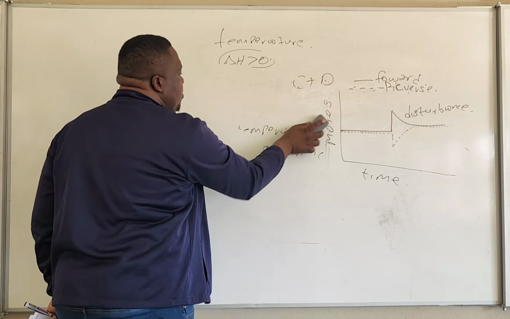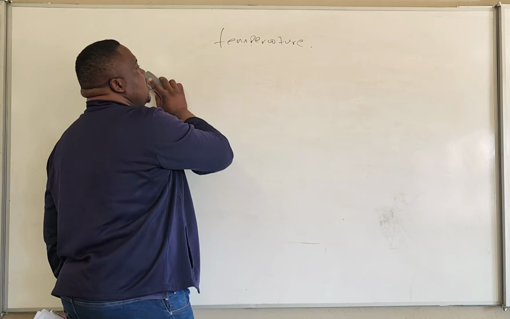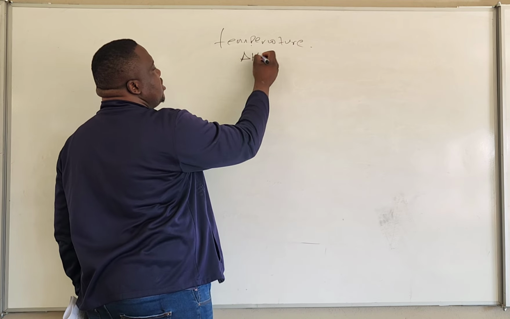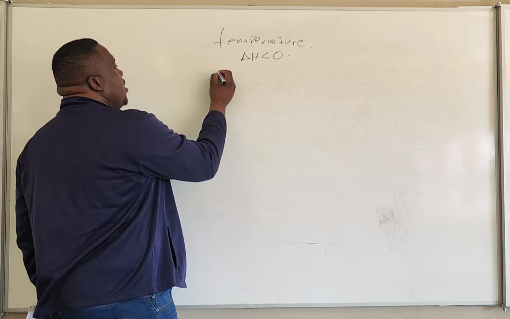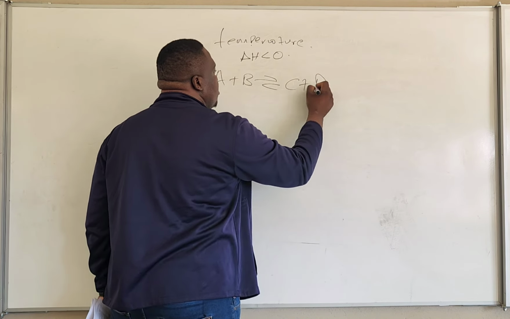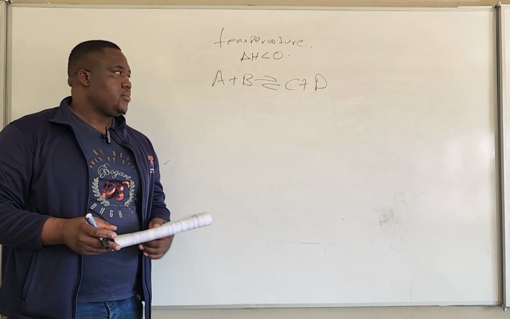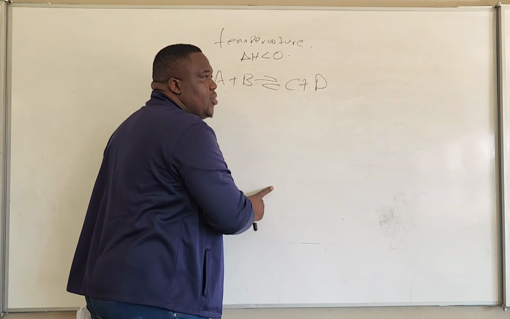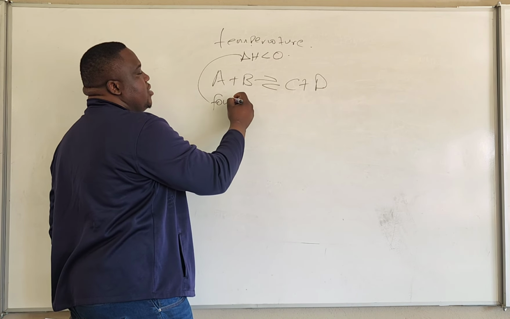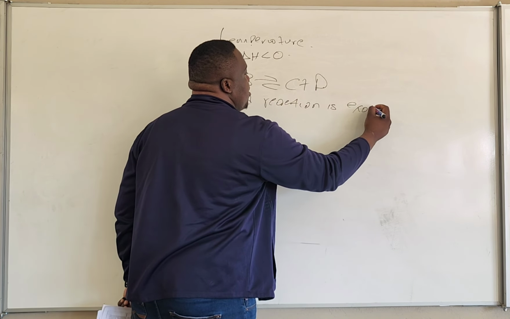Let us explain, maybe we have an exothermic reaction then. Let us have an exothermic reaction. Okay, let me use the same thing. Let's say delta H is less than 0. Then we have A plus B forming C plus D. What does it mean when we say delta H is less than 0? It means that the forward reaction is exothermic.